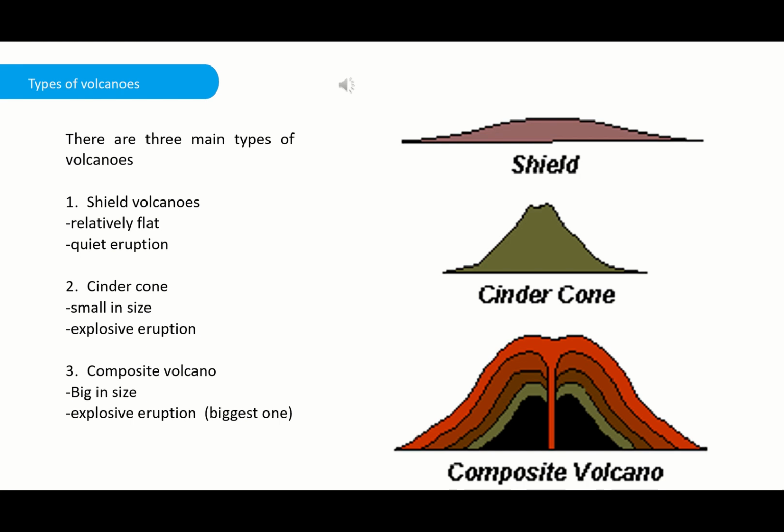Below that, you can see the cinder cone volcano. They're small in size, but their eruption can be huge, very explosive, and lots of rocks will fly out and a lot of ash and lava will flow out of the crater of the volcano. And then third, we have the composite volcano, which is the one you probably see the most, at least in the United States. It's big in size and it has the biggest eruption out of the three.